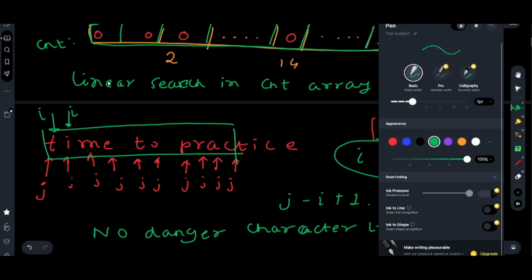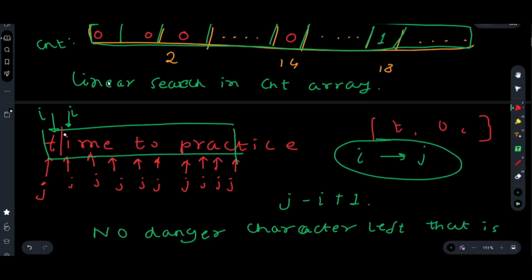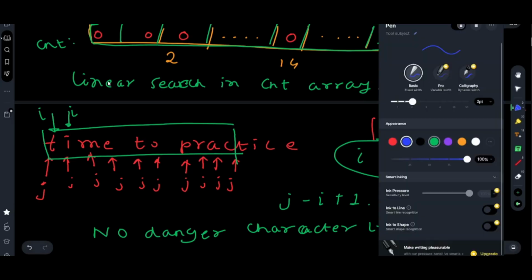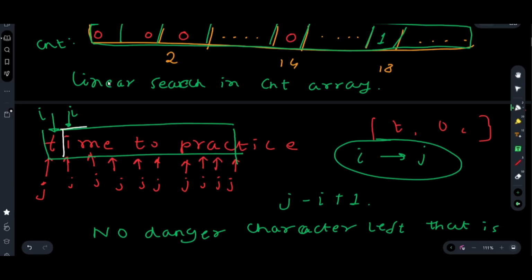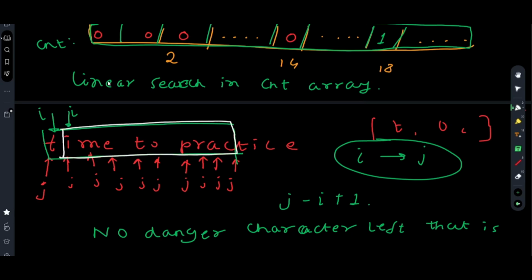Now, your current window is this one. And in this particular window, you can easily see that there is only one T. There are no two T's. There is only one T. So this cannot be a valid substring.